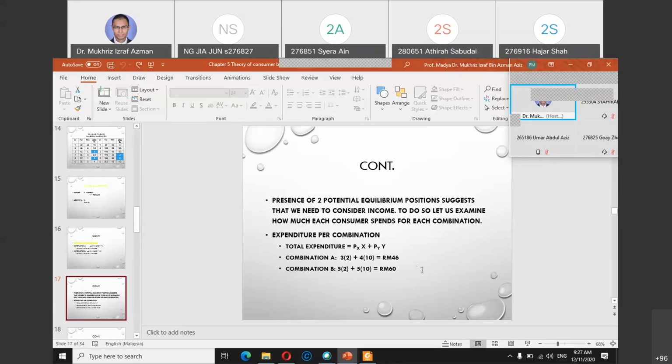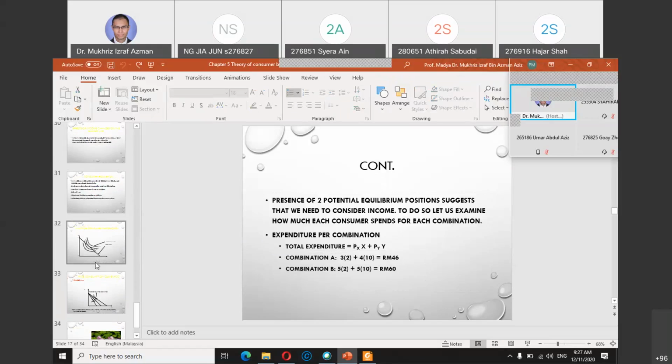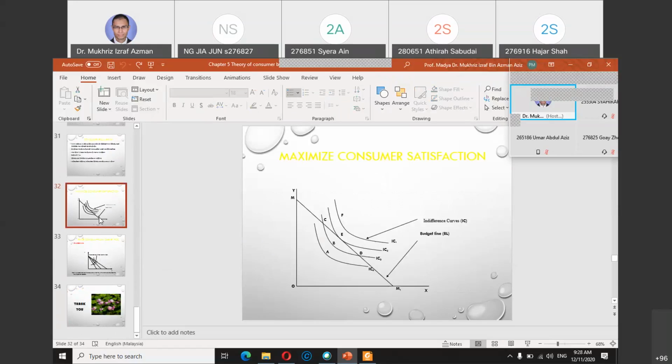Of course, whether the consumer wants to use combination A or combination B, at the end of the day, depends on how much money you have. If you have 60 ringgit, of course you will go for B because B gives you higher utility. But if you only have 46 ringgit, the consumer needs to choose combination A. So when you bring this concept and combine it with the concept of indifference curve here, that's what it means by combination A and combination B.